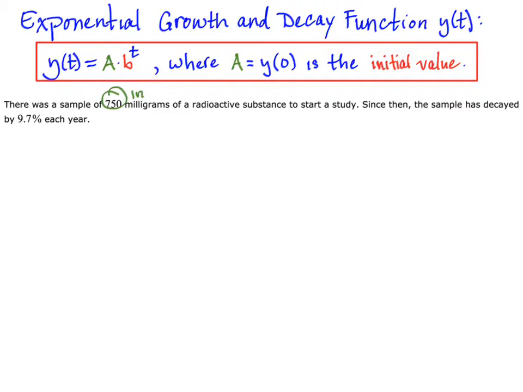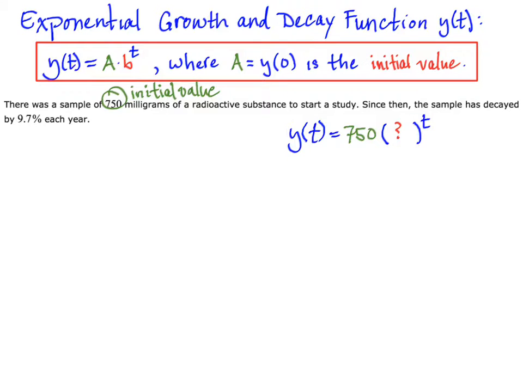So first of all, we see the initial value right there. We're starting with a sample of 750 milligrams, so we know the initial quantity, y of 0, is going to be 750. So we can say the function is going to look like this: y of t is equal to 750 times something raised to the t. So now all we have to fill in is that something. What is that amount that we're going to raise to the t?